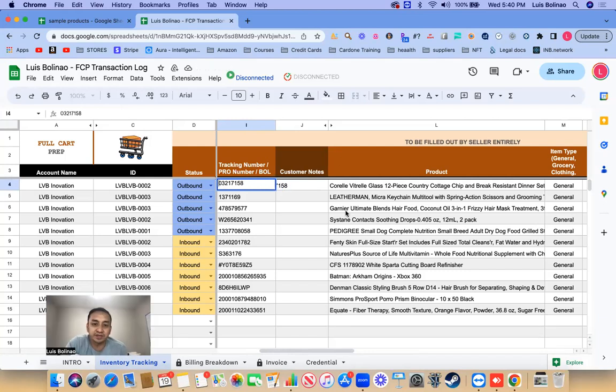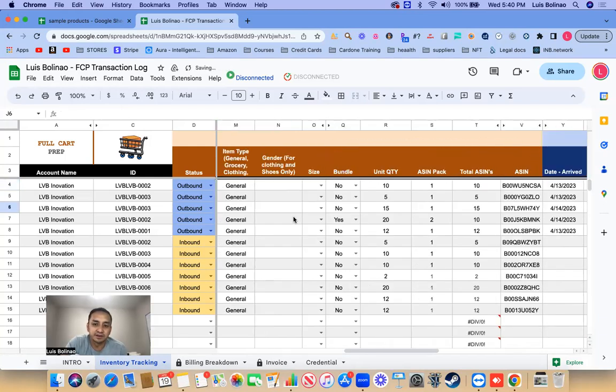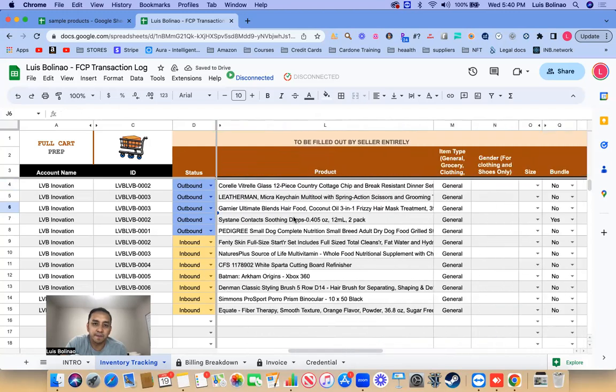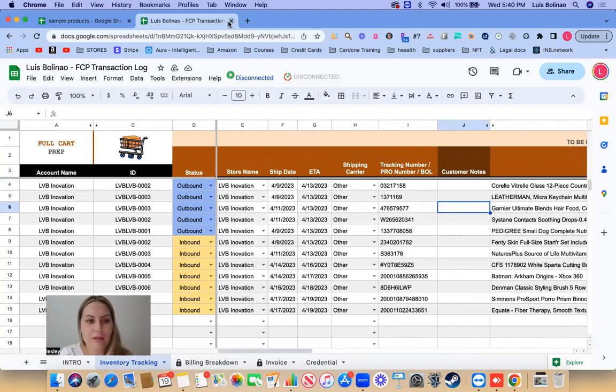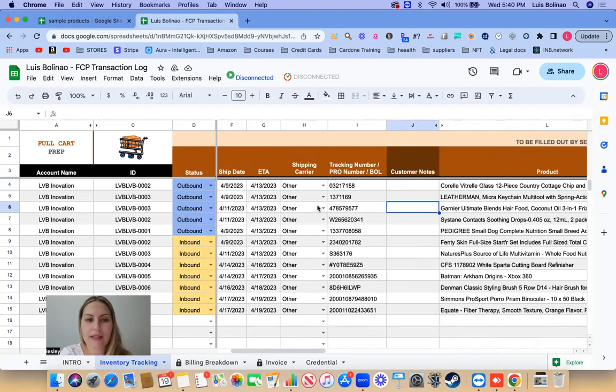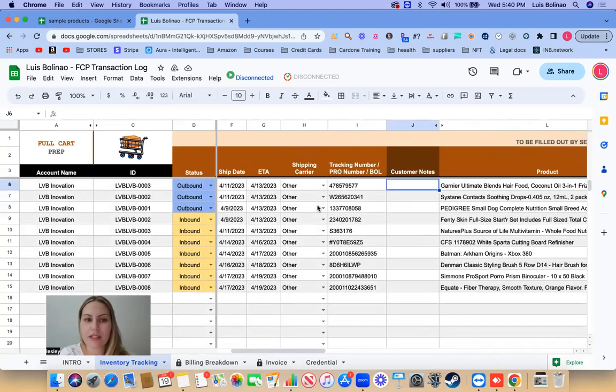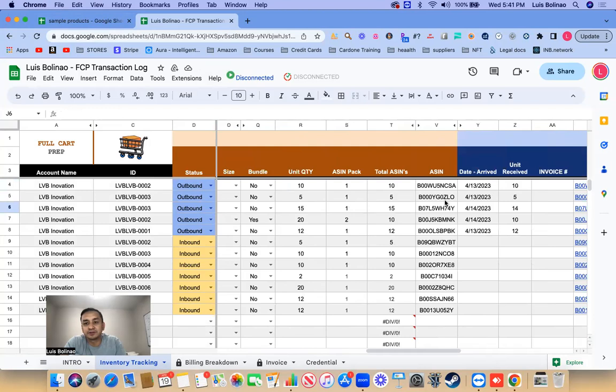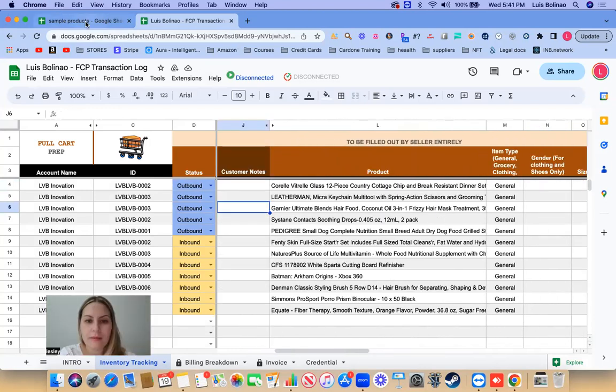Just put as much as you can on the sheet. See how it says LVB innovation? I don't have any of that on mine. They'll put it. Just do as much as you can, and then they're going to tell you which ones you need to add.